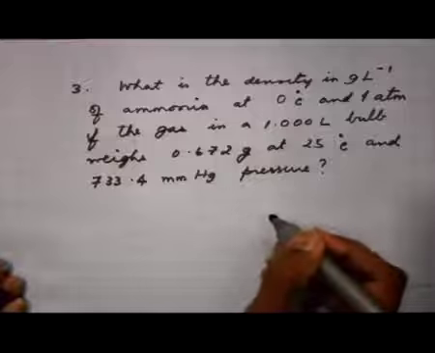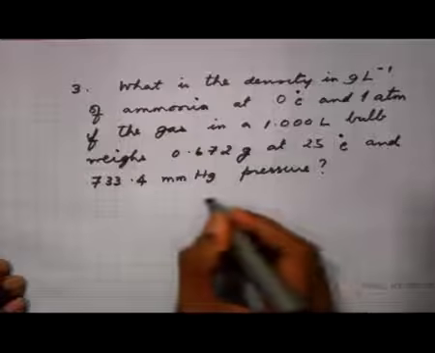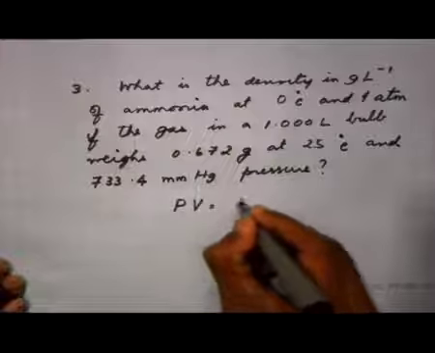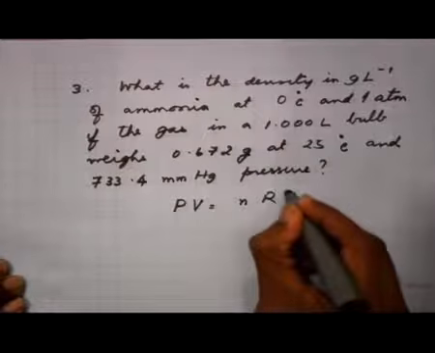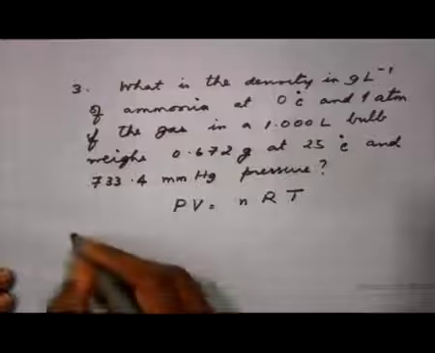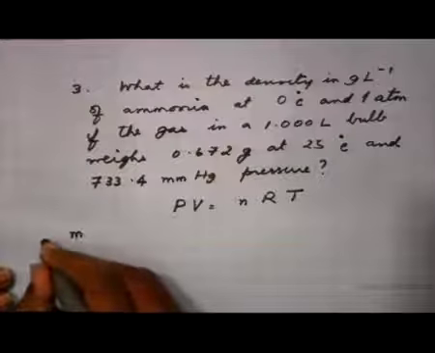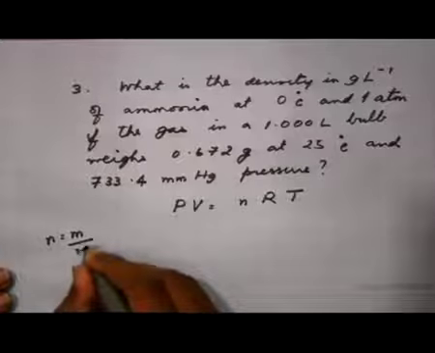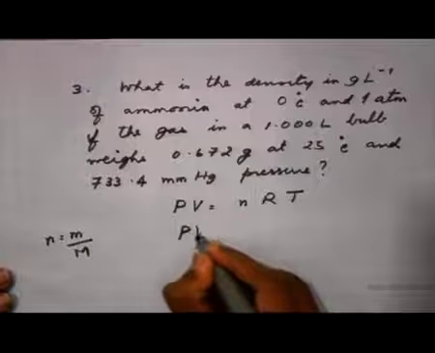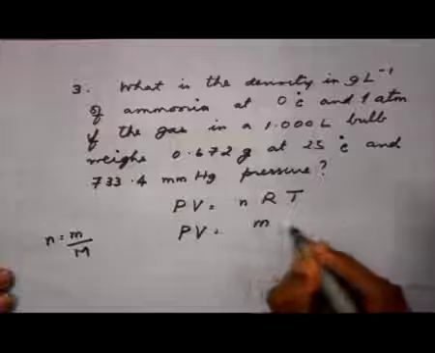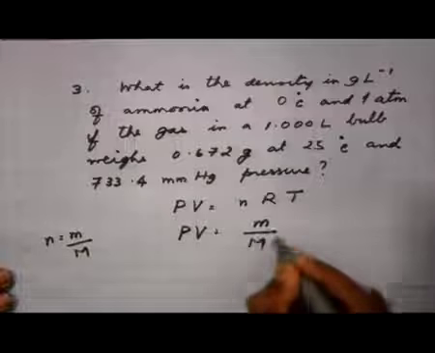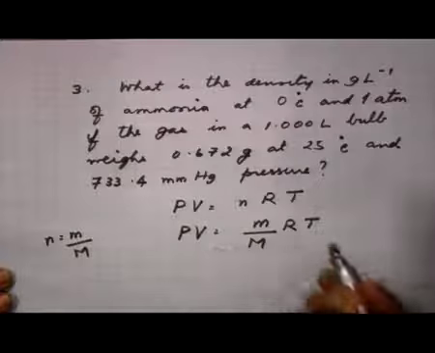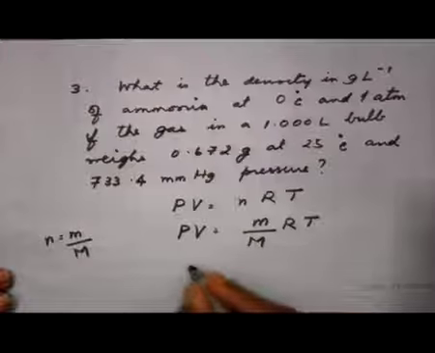So, once again we start with the ideal gas equation of state. We say that PV equals nRT. We know that n is the mass divided by the molar mass. So, we say PV is equal to mass over the molar mass times RT, and you bring the volume down to the denominator on the right hand side.